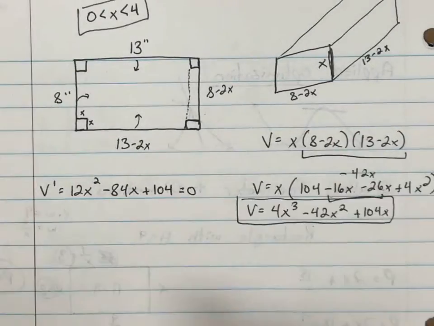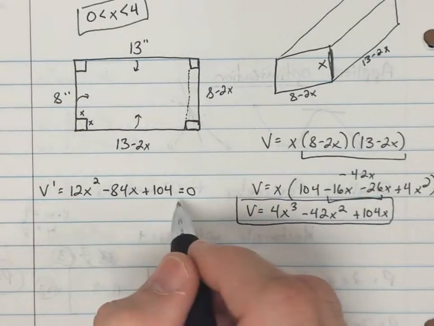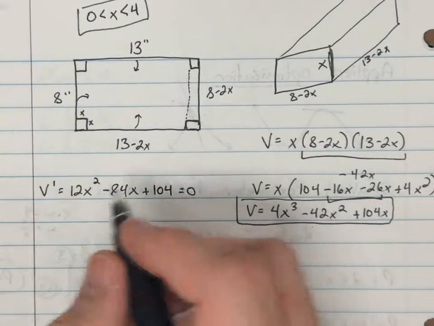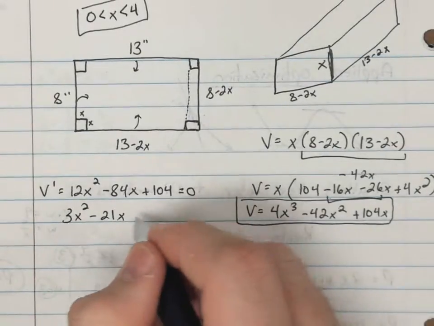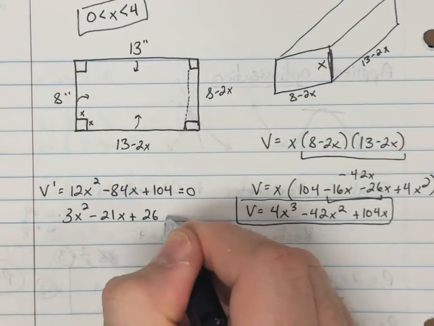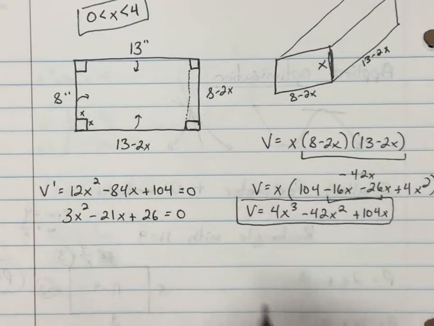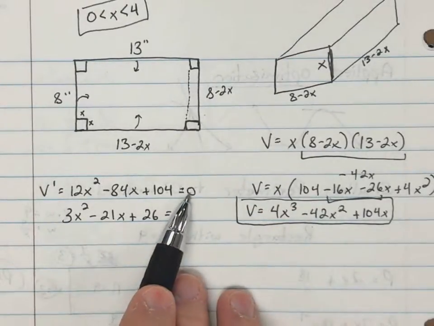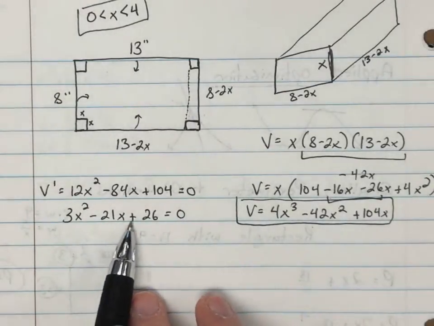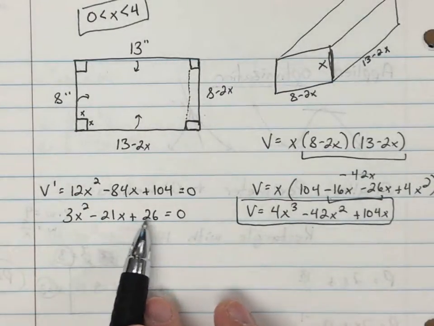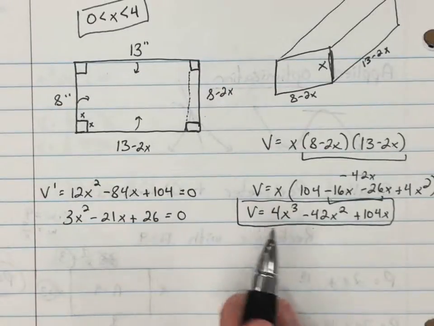So all we're working on, I'd reduce this, divide everything by 4, gives me 3x squared minus 21x plus 26. 0 divided by 4 is also 0. That's legal. That's the reason it's legal, is because I did 0 divided by 4 as well. This is a quadratic equation. We've got to solve it equal to 0.